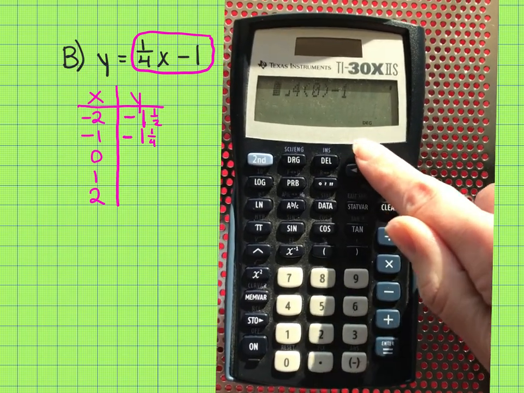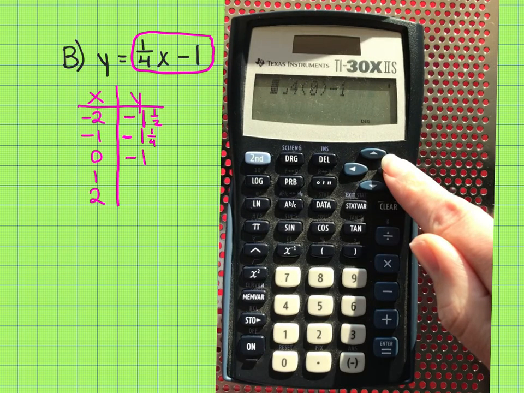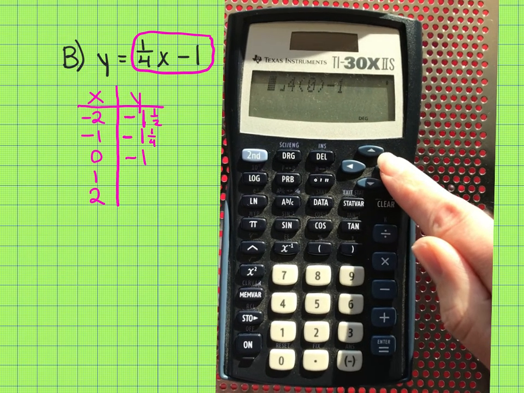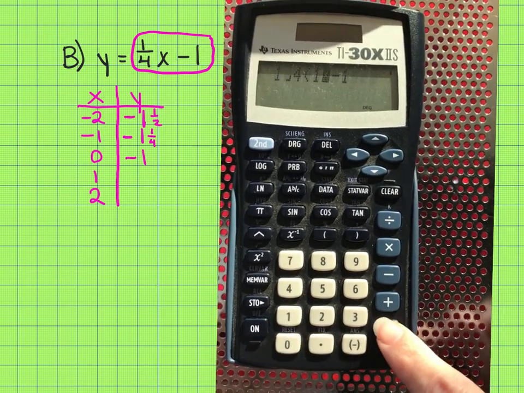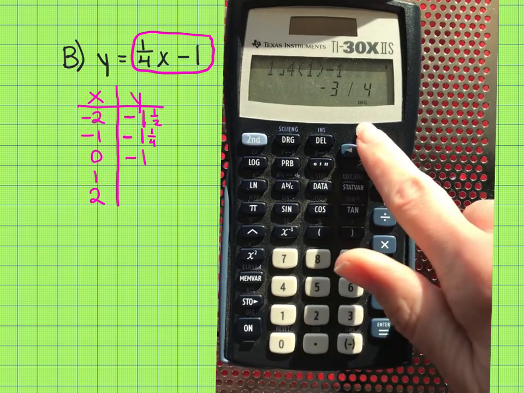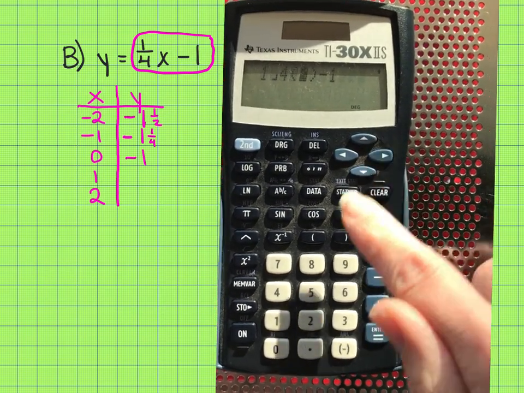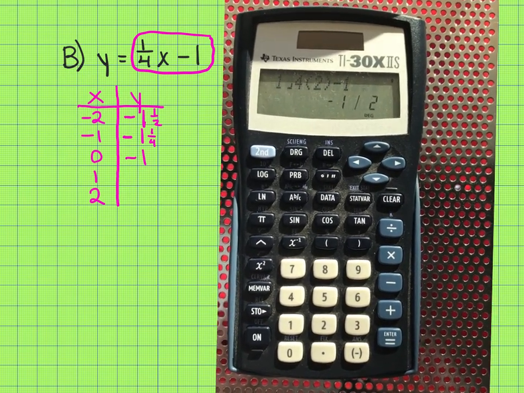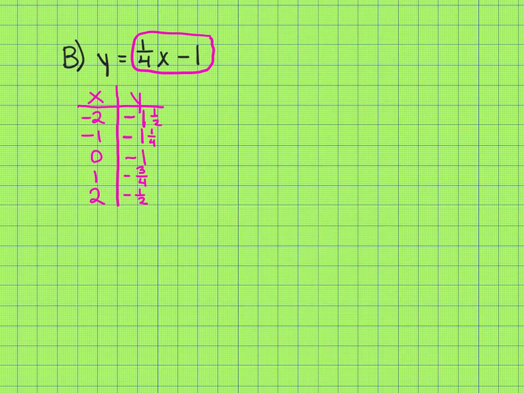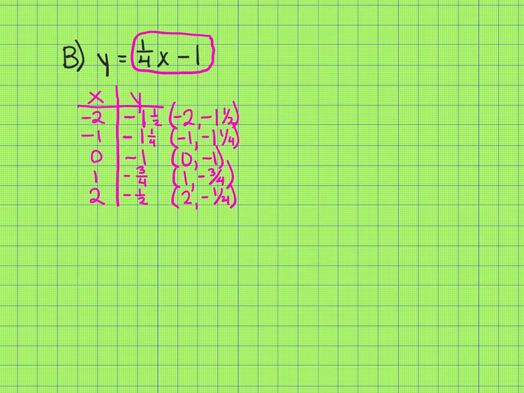We get -1. We'll do this again. Key up, go across to 0, change it to 1, hit enter, and we get -3/4. And then we key up again, change 1 to 2, hit enter, and we get -1/2. So we've now completed the table easily using our calculator and not having to retype the expression every single time. So I'm going to write my ordered pairs, and then we're going to create a graph.